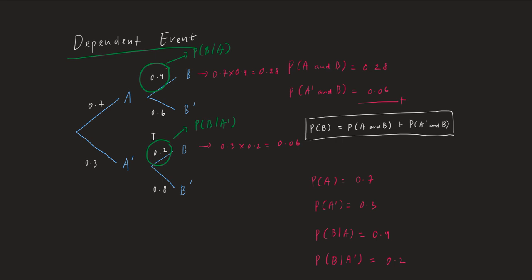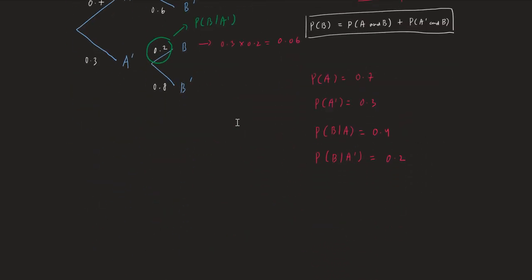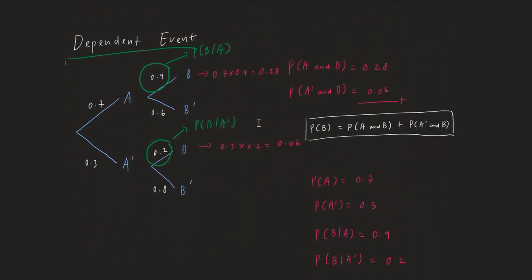If A happens first, the probability of B is bigger. If A does not happen, the probability that B happens is smaller. So the probability of event B depends on the probability of event A. Do you get the idea of that? I understand that it's dependent on either A or A prime. Good. Do you have any question about this?